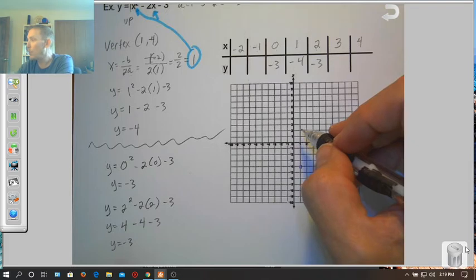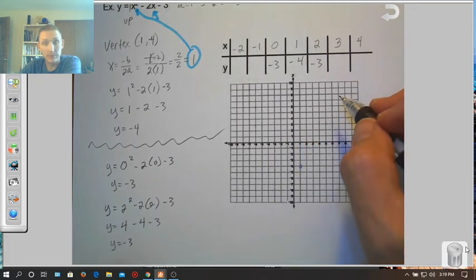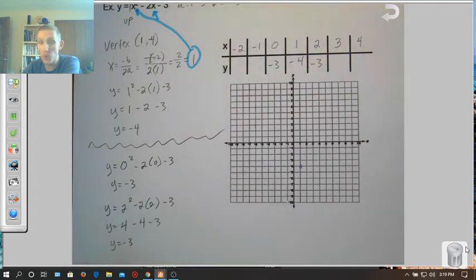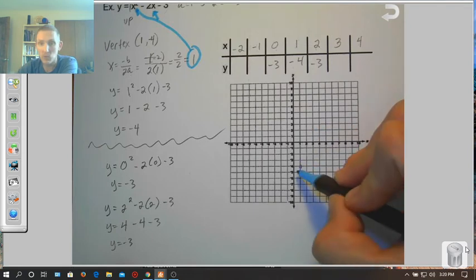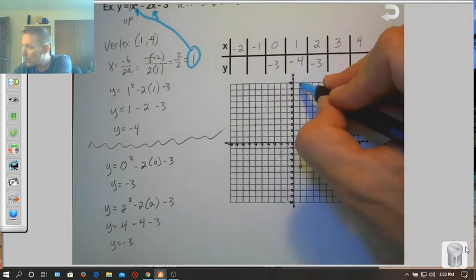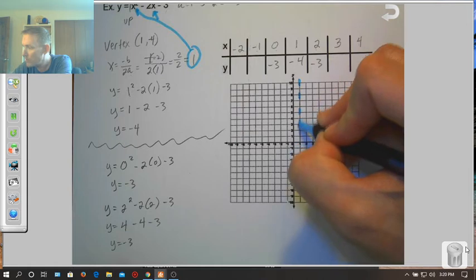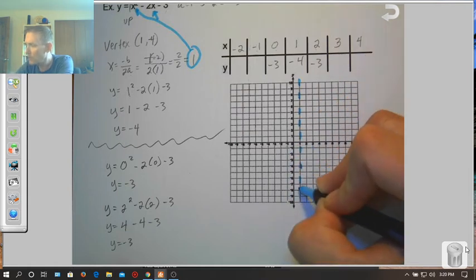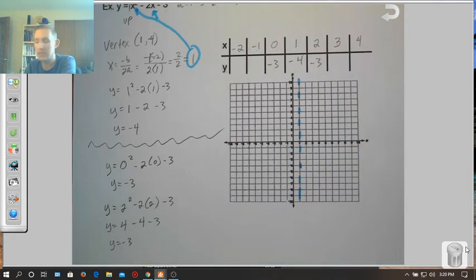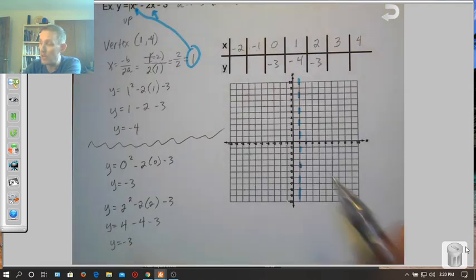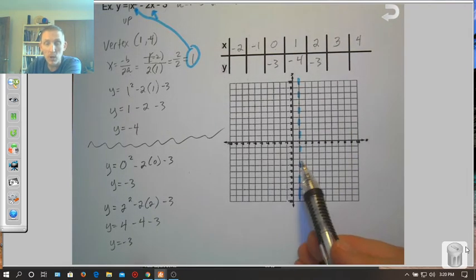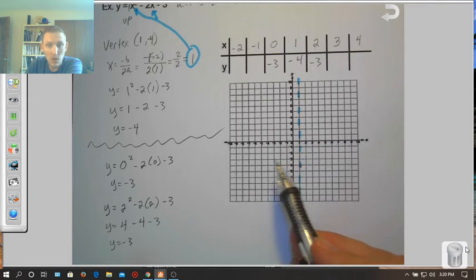I want you to remember what we talked about in step number 3. There is an axis of symmetry that goes right through the vertex. So remember, I drew my vertex right here. There is a vertical line, an imaginary vertical line, that passes right through the vertex. What that means is every time I find a point that's on the right side of the vertex, there should be a point symmetrical on the other side.